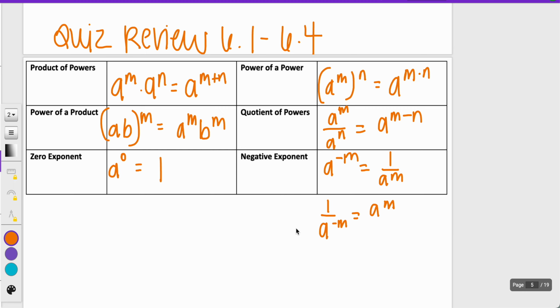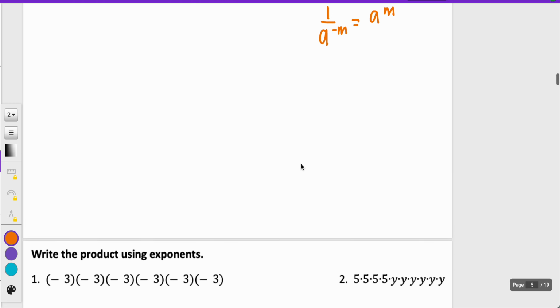Today we're looking at our quiz review for lesson 6.1 through 6.4. These are the 6 things that this review goes over: product of powers, power of a power, zero exponents, quotient of powers, and negative exponents. This is all from your notes, so you should already have this in your math notebook, but if you didn't see these already, you might want to take time now to pause this video. Otherwise, let's go ahead and get started and try some examples.